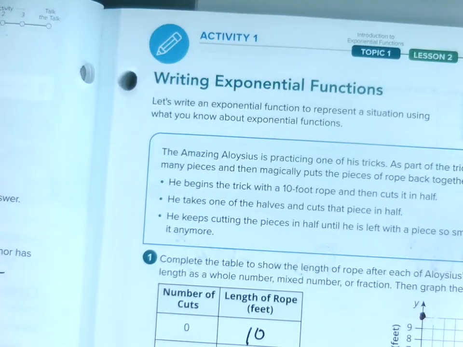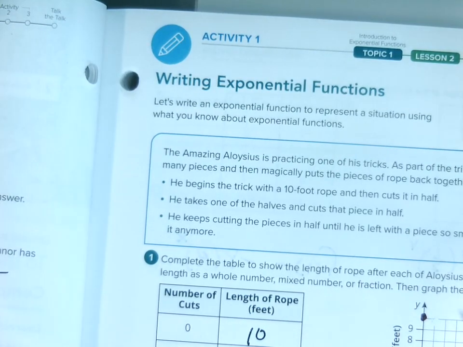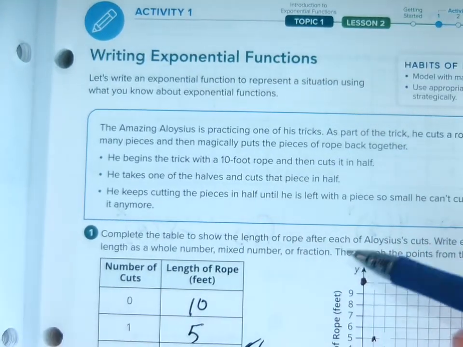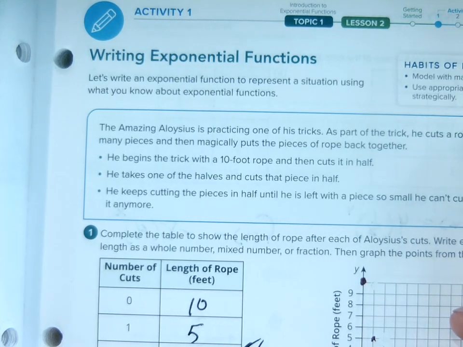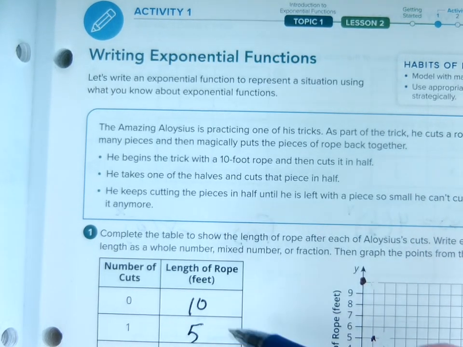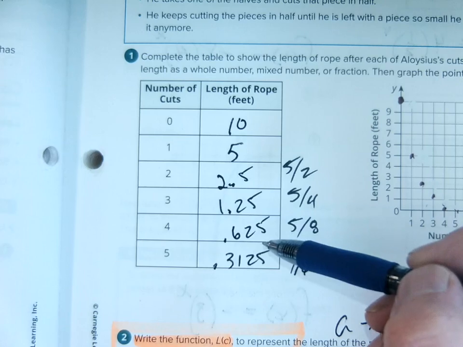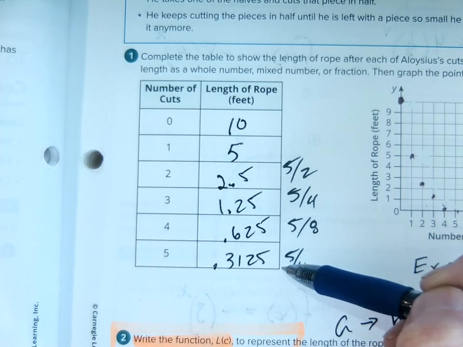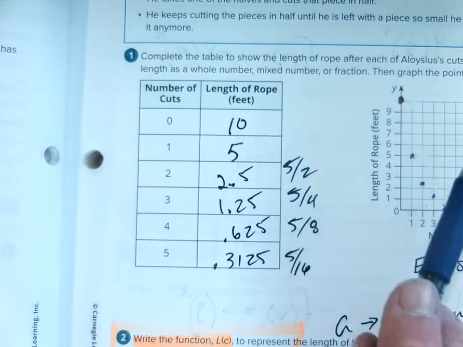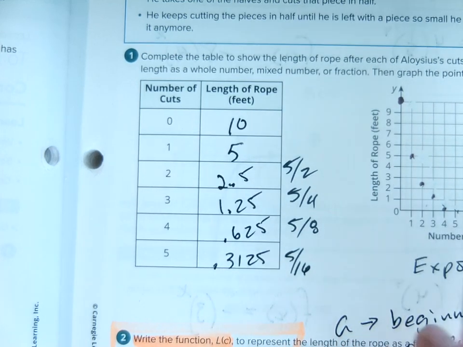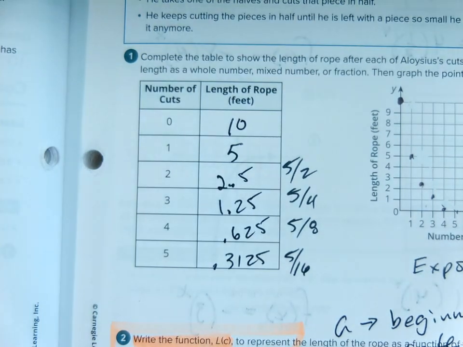We looked at an exponential function where the amazing Aloysius is practicing one of his tricks, and he's going to cut ropes. He's going to cut a rope in half, cuts that in half, cuts that in half. So he takes 10, cuts that in half, cuts that in half, cuts that in half, cuts that in half. So finally the 5th piece is pretty small. Okay, so I graph this, and start with 10 and 5, 3rd rope, 4th rope. And so what happens is it gets closer and closer to 0. Well, in theory, it'll never be 0.